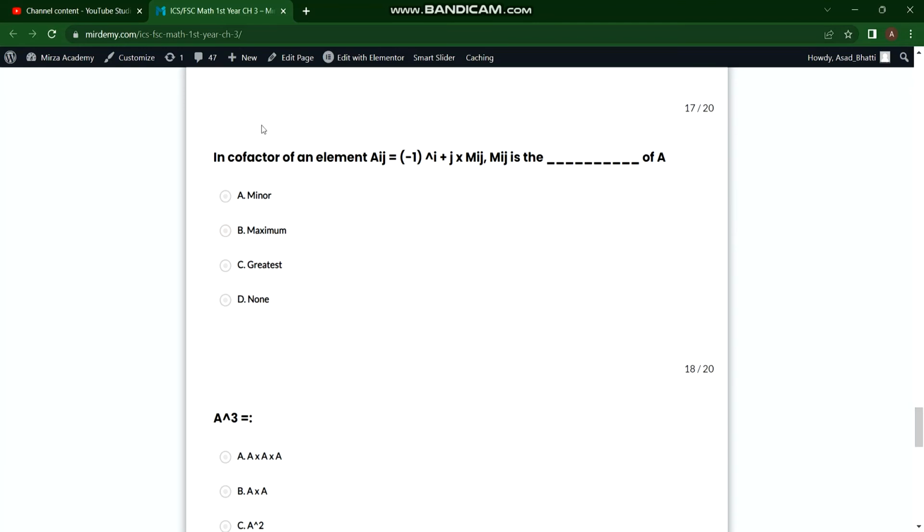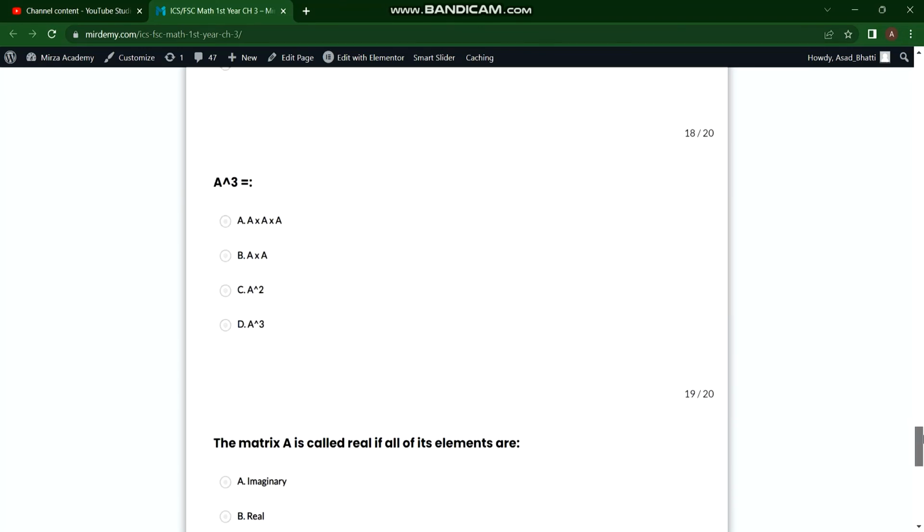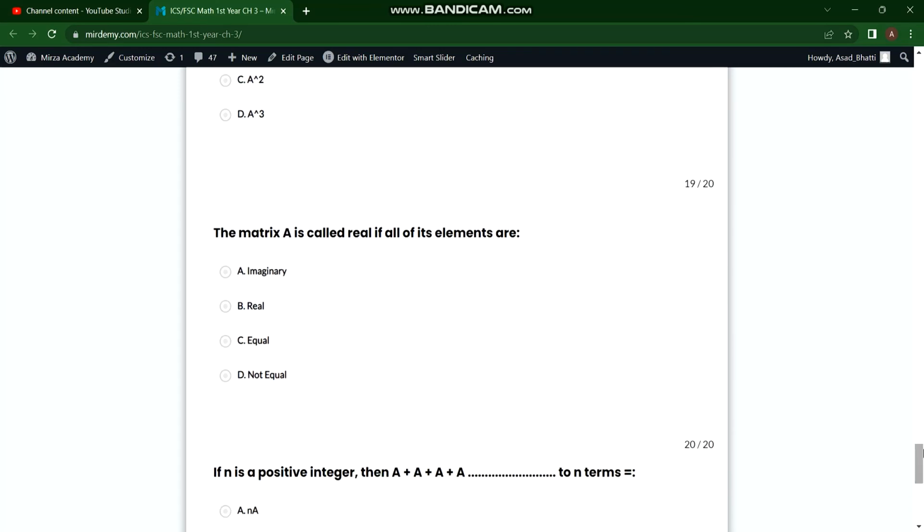In cofactors, the cofactor of an element Aij is equal to minus 1 raised to the power i plus j multiplied by Mij, where Mij is the minor of the element. So A option is correct. The next MCQ: A cube can also be written as A multiplied by A multiplied by A. So A option is correct. The next is here. The matrix A is called real if all its elements are real. So B option is correct.